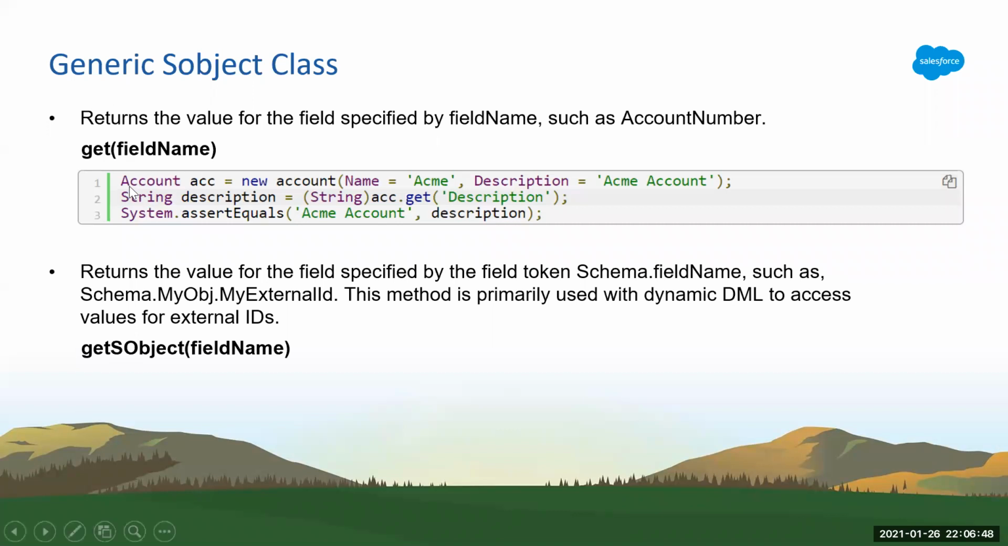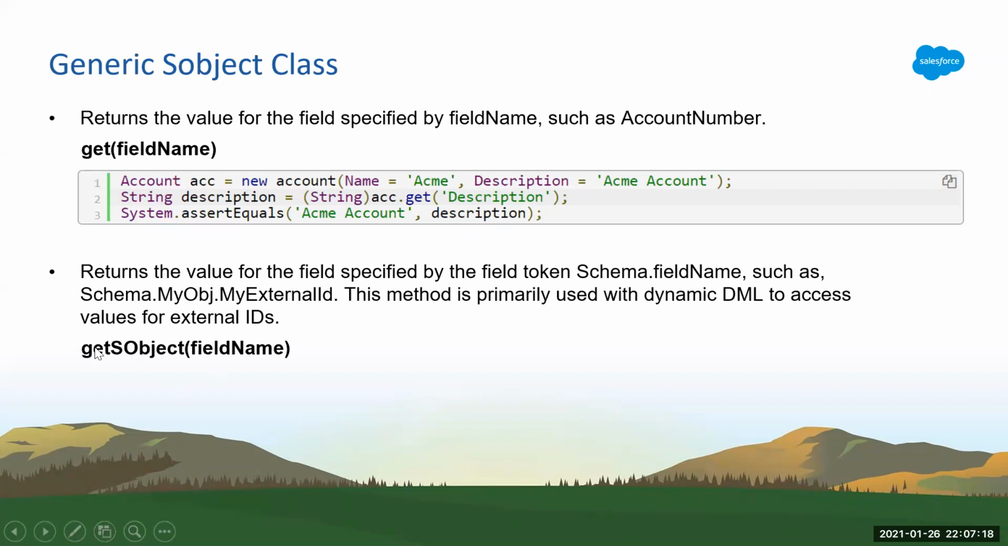So let's say here we have an account. The account is created and the name is Acme and the description is Acme account. Now from this particular account, I can use the get method and pass the description as a text and get the description value. So this would help us dynamically get the values using strings. So this is a very important method.